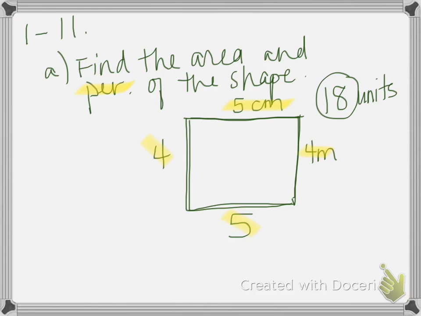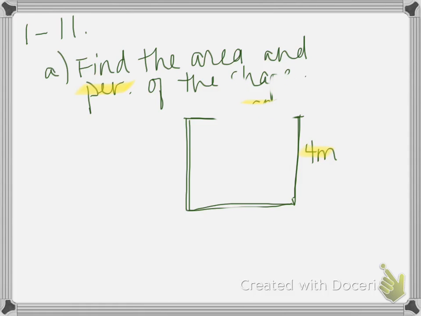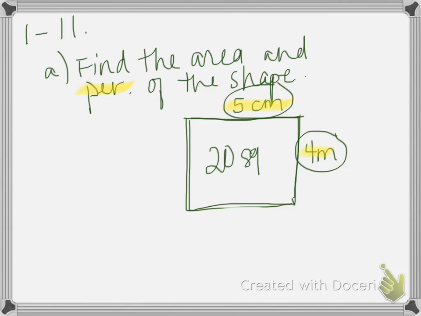Now to find the area, all I have to do is multiply my base, which is 5, times my height, which is 4. 5 times 4 is 20 square units. Now, if you go ahead and count the tiles in 1-11, you should also get 20. Go ahead and do that now.